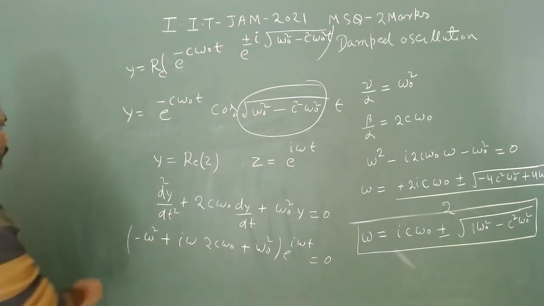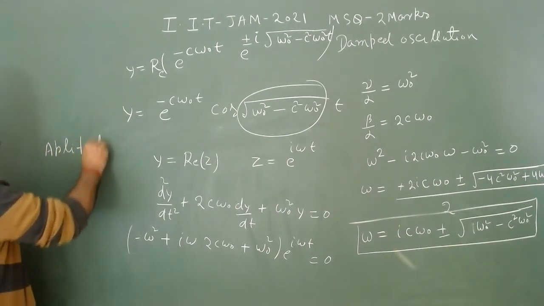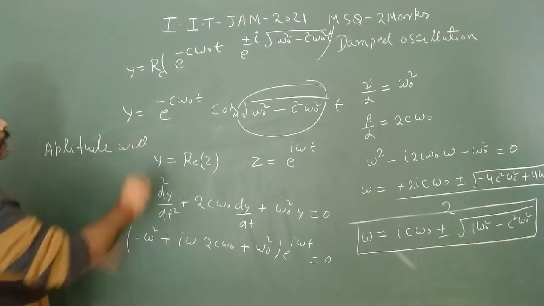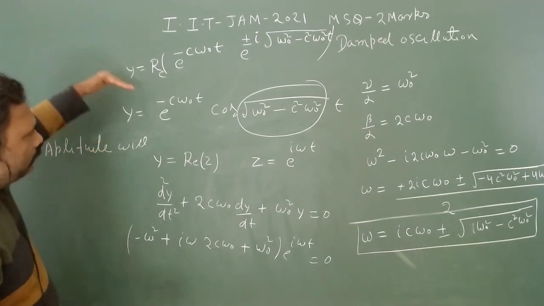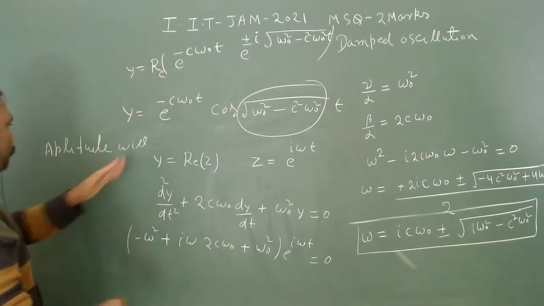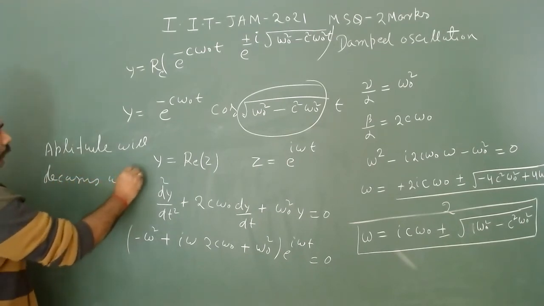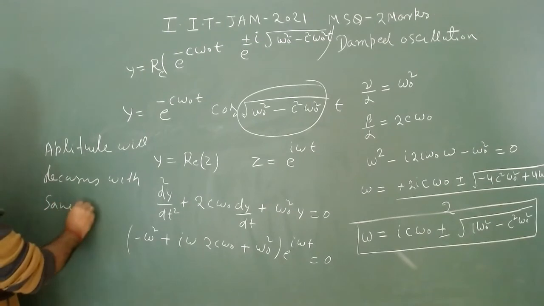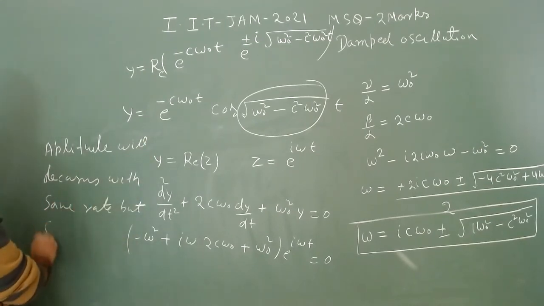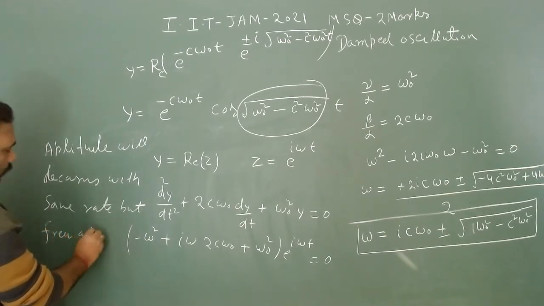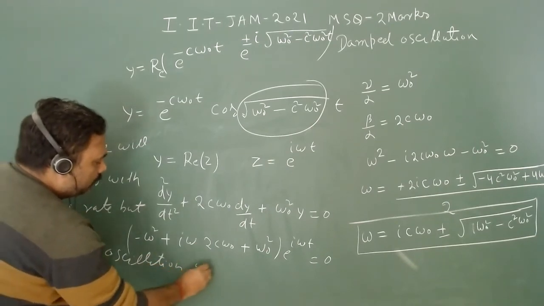So my answer is, amplitude will remain constant in the sense of the same value of decaying. So this is not constant, actually this is decaying with the same rate. So the amplitude part will decay with the same rate, but the frequency of oscillation will increase.